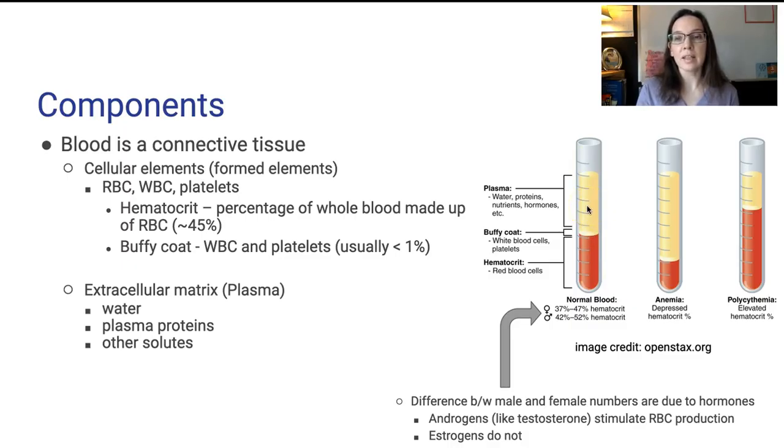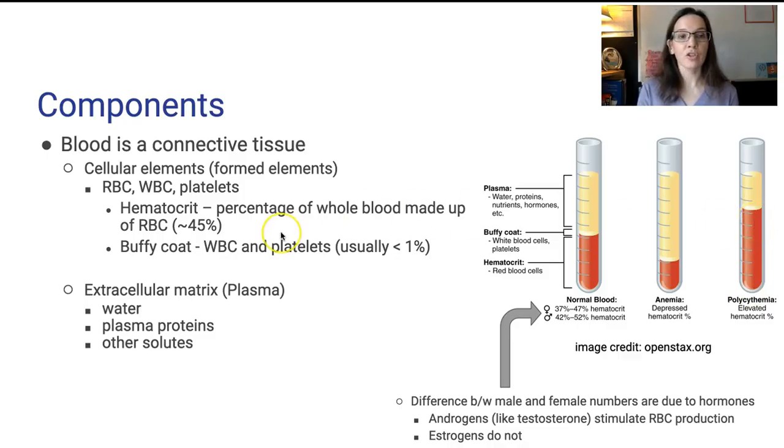And you can see in these other examples, if a person has anemia, that means they don't have enough red blood cells. You can see that their hematocrit is much lower. Or if they have a condition called polycythemia, which means too many red blood cells, we can see that their red blood cell count or hematocrit is elevated.